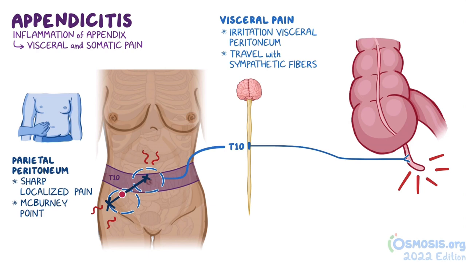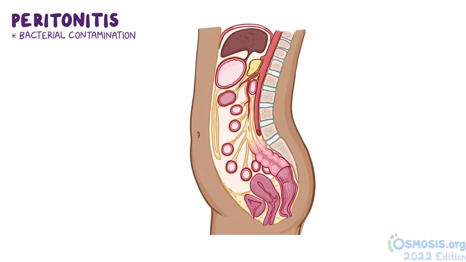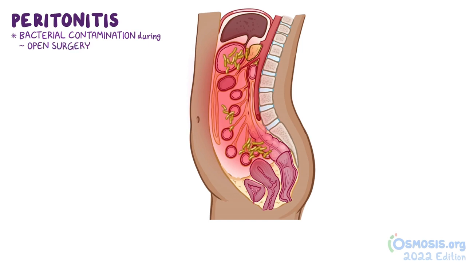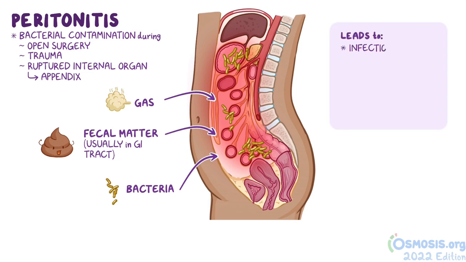In addition to appendicitis, there are many situations that can cause irritation and inflammation of the peritoneum, and this is called peritonitis. Often, peritonitis is the result of bacterial contamination, such as during open surgery, when the gut is penetrated during trauma, or as the result of a ruptured internal organ, such as the appendix. This exposes the peritoneum to gas and fecal matter, which is usually contained within the gastrointestinal tract, and allows bacteria to enter the otherwise sterile peritoneal cavity, leading to infection and subsequent inflammation of the peritoneum.